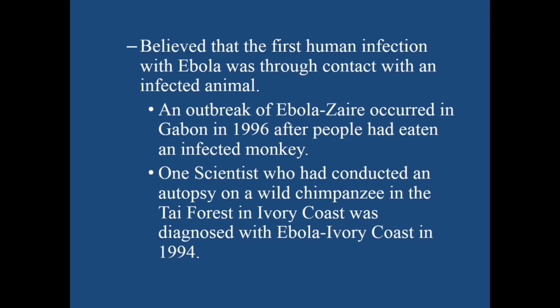So how did the first human infection with Ebola occur? It was believed that it was through contact with an infected animal, because they found that an outbreak of Ebola Zaire, which occurred in Gabon in 1996, occurred after people had eaten an infected monkey. Monkeys are known to be hosts for the Ebola virus. And one scientist who had conducted an autopsy on a wild chimpanzee in Thai forest in Ivory Coast was diagnosed with Ebola Ivory Coast in 1994. So they believe that the first human infection occurred as a result of contact with an infected animal.